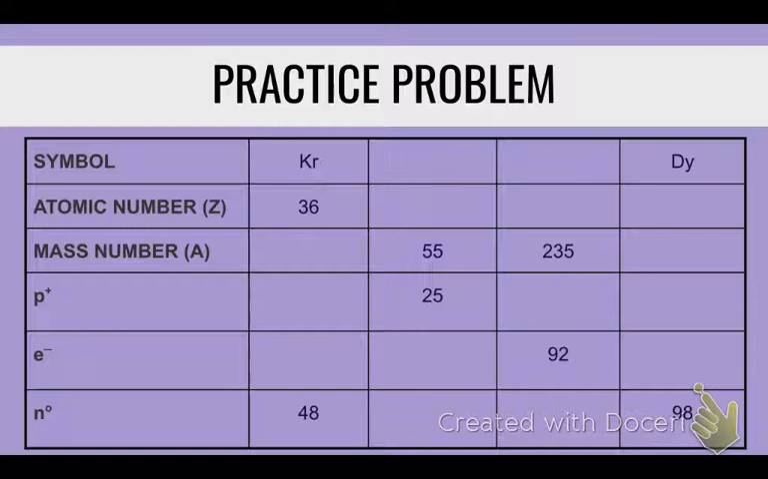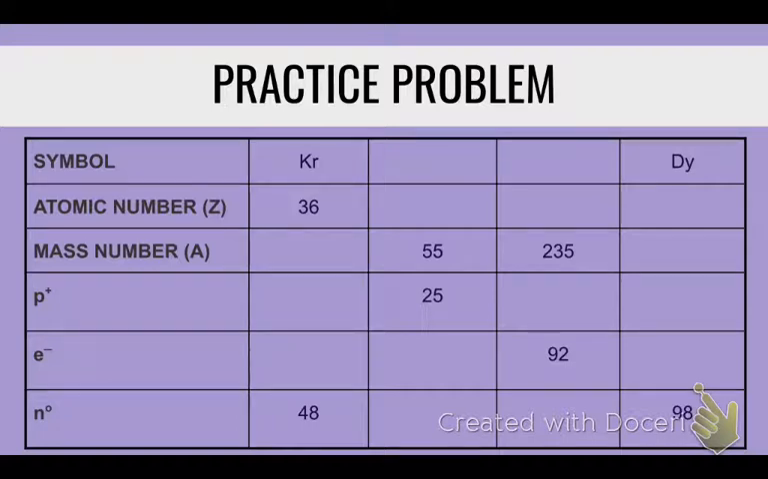So krypton has an atomic number of 36. I'm not going to worry about the mass number right now because I want to fill in the protons and fill in the electrons, and then down here you'll see that there is a number of neutrons. So I can figure out the mass number by either adding the 48 to the 36, which is the atomic number, or adding it to the number of protons, which will also be 36.